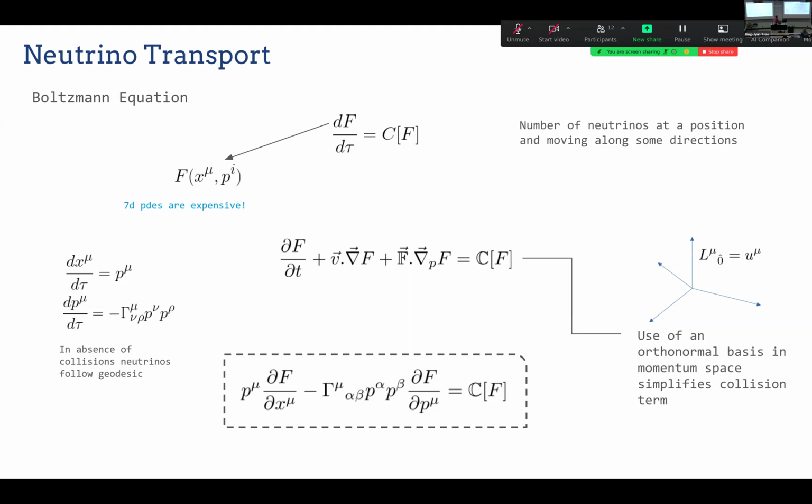Now, for the sake of simplicity, we try to solve this equation in an orthonormal basis space in a frame that is co-moving with the fluid. The reason why we try to do this is because the collision terms, the interaction terms between neutrino and matter, become simpler if you do it in that frame. So the equation that we will solve for the rest of this talk is this equation highlighted in the box at the very bottom of the screen. The gammas are just the usual Christoffel symbols, and p mu is just the momentum of the radiation carrier, and so on.